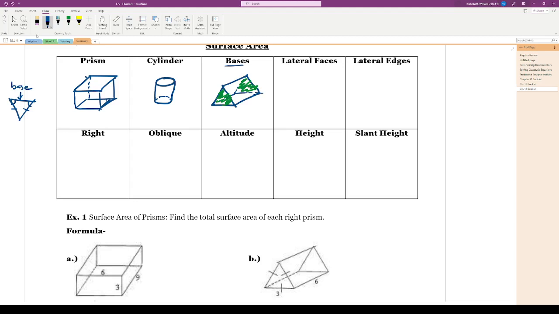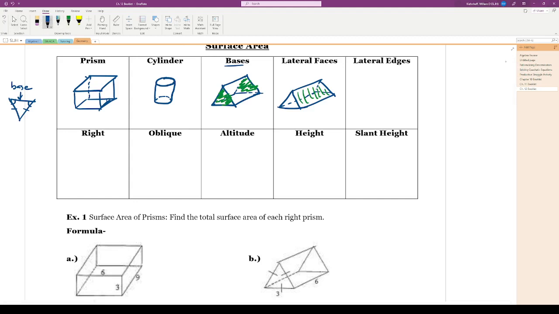All right, lateral faces are all of the other faces. So if I kind of copy this same triangular prism again, then my lateral faces are all of the others, the rectangles that connect those two bases. For a cylinder, my lateral face would be that round one. I don't know if you call it a face because it's circular, but it would be like the wrapper on a soup can, basically. So all of the stuff that's not the bases is your lateral faces.